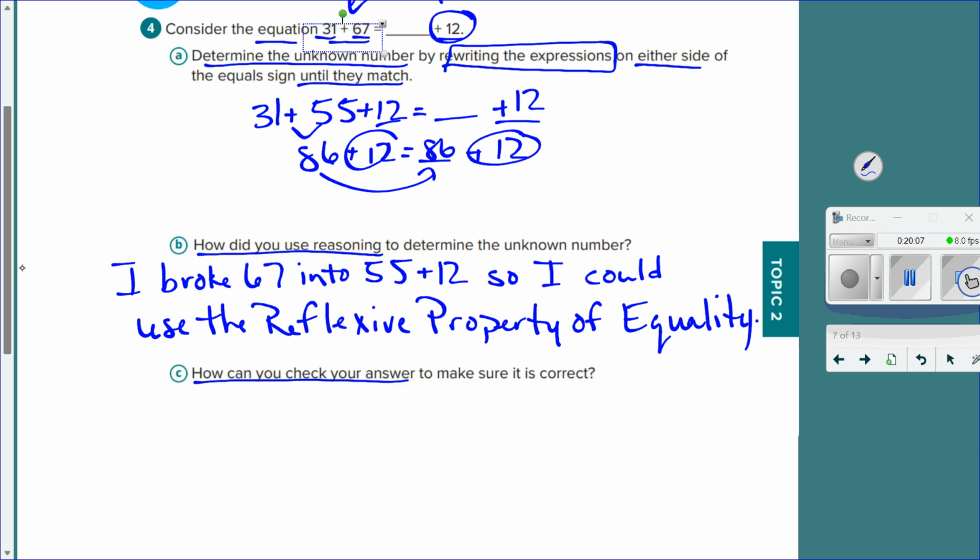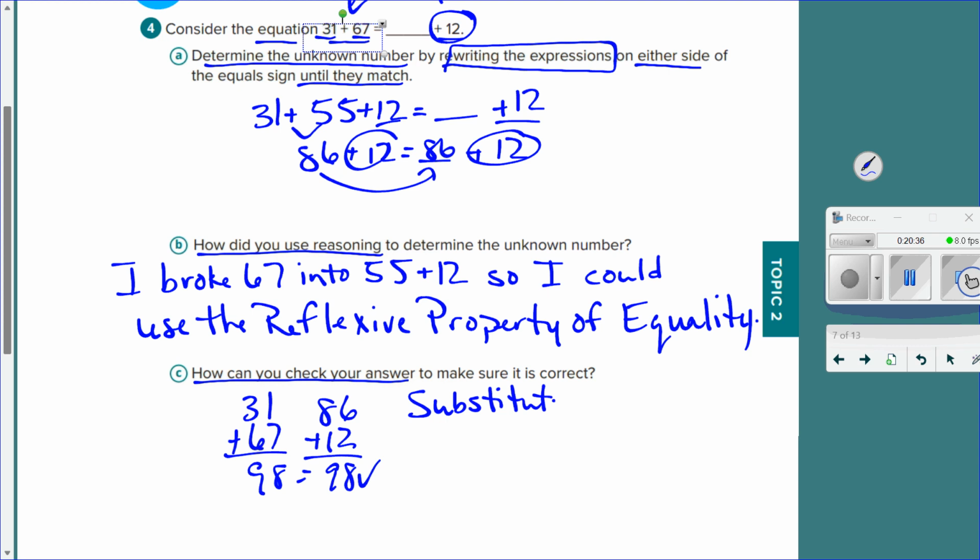I substitute 86 into the other side, right? So I take 31 plus 67, and I get 98. Then I take 86 plus 12, and I get 98. Does 98 equal 98? Yeah. What did I do? Substitute my value in and check. Make sure both sides are equal.